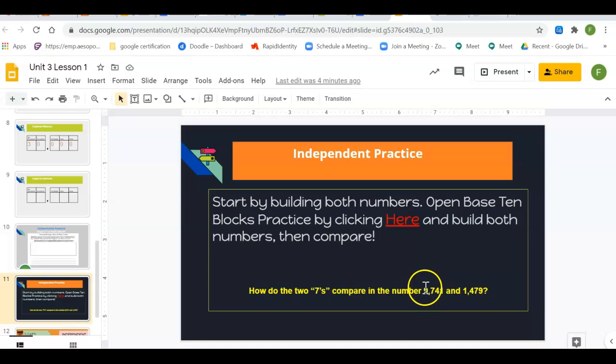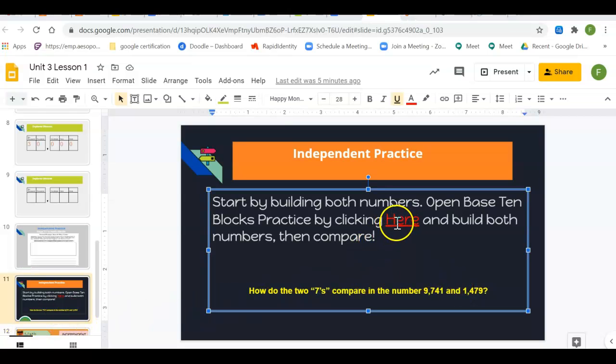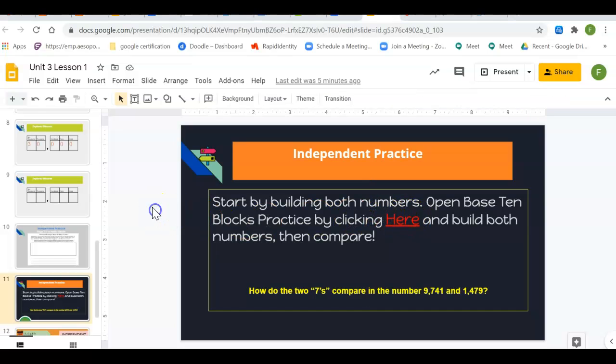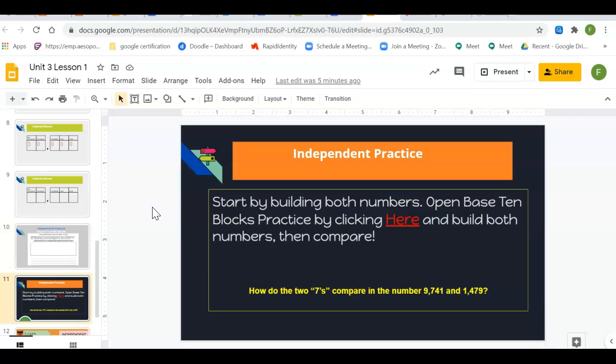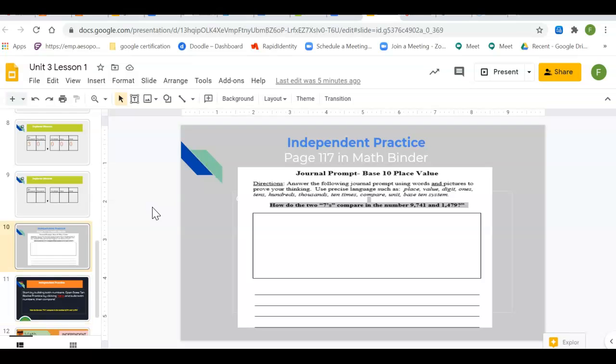Write down 9,741 and also write down 1,479. Now this website is going to allow you to build these two numbers similar to what we did earlier, and it can help you to compare the two when you go back and work on page 117. So this is to help you get your ideas together before you answer the question on 117.